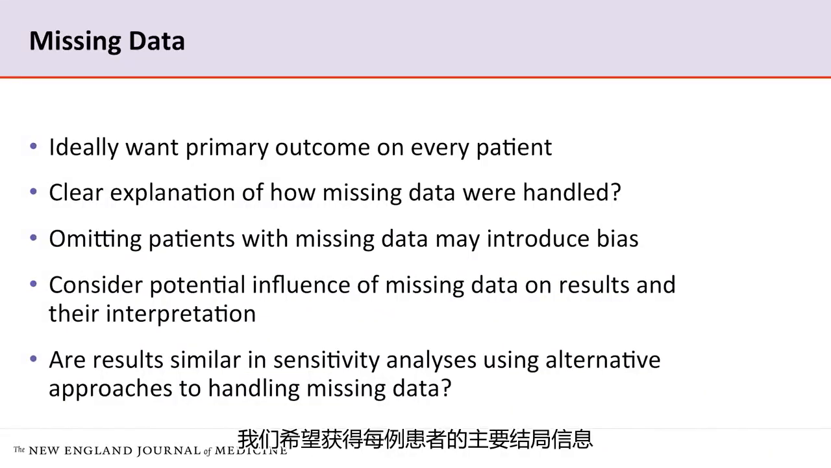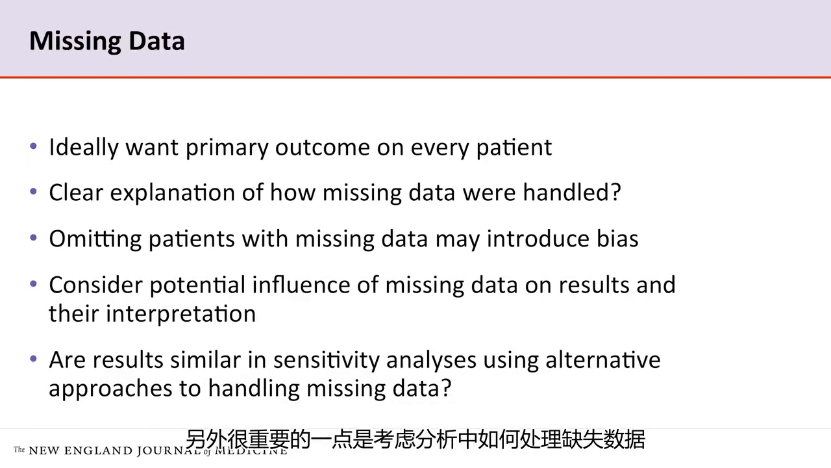Ideally, you would like to have information about the primary outcome for every patient. However, there are missing data in nearly every trial. In addition to an assessment of how many patients had missing data, it is important also to consider how missing data were handled in the analyses. Is there a clear explanation and good rationale for what was done?